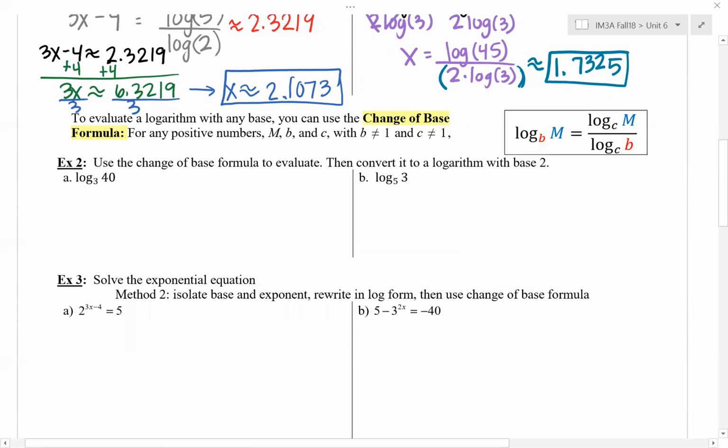When we get into the section on natural logs, we can also use a natural log to do that, but we'll talk about that more when we get there. So ultimately, looking at what's happening within the change of base formula, you can take any log and turn it into a different log of any other base by turning it into a ratio.